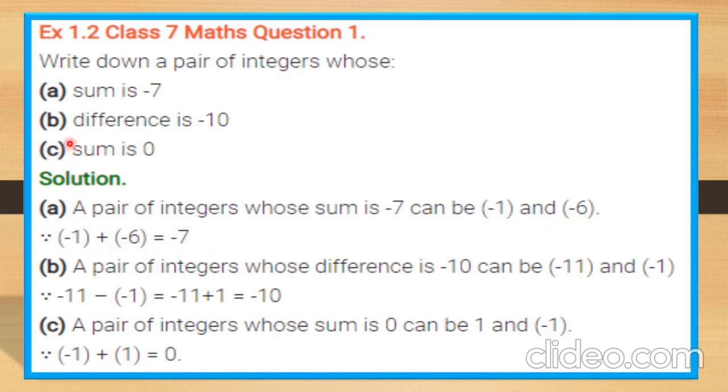Same way, question B, difference is -10. That means when we subtract the two integers, the answer should come -10. So here two integers are shown, -11 and -1.